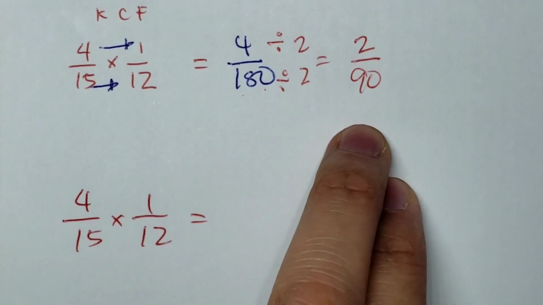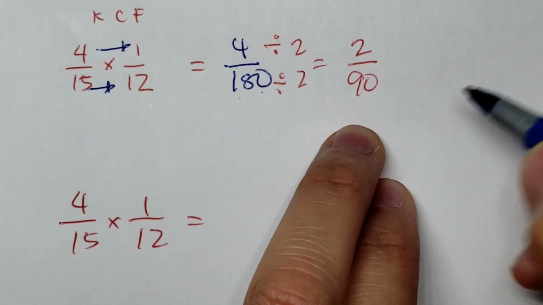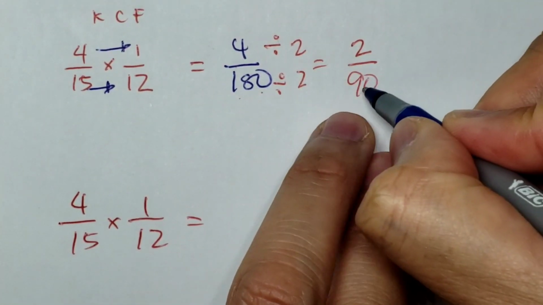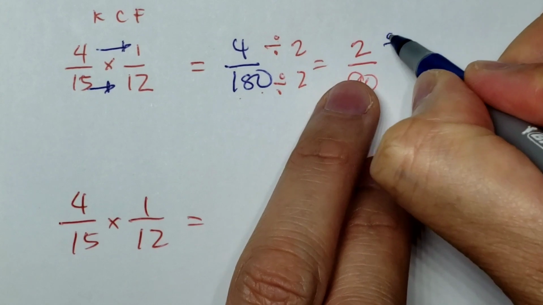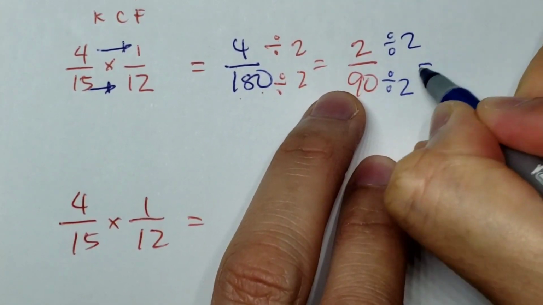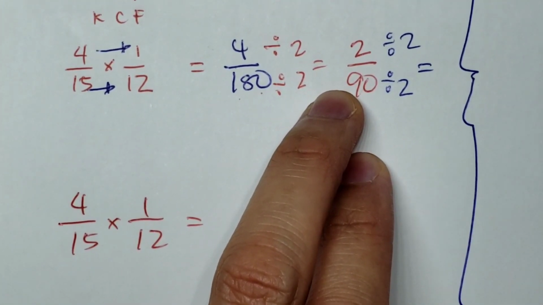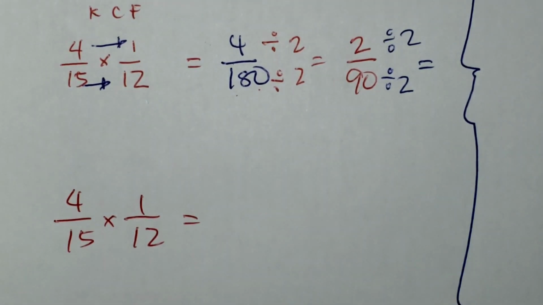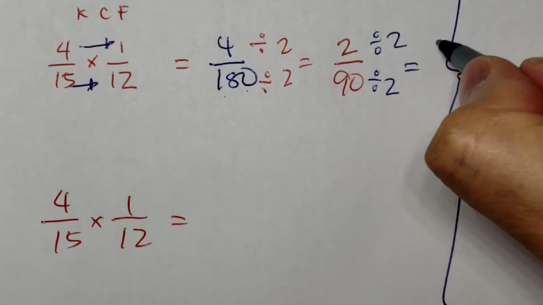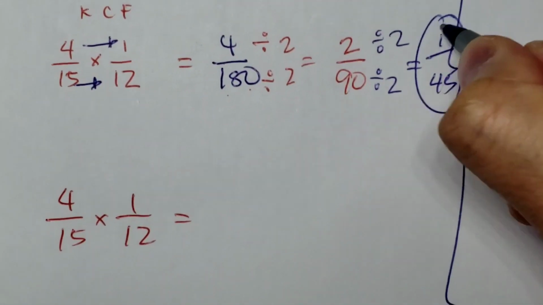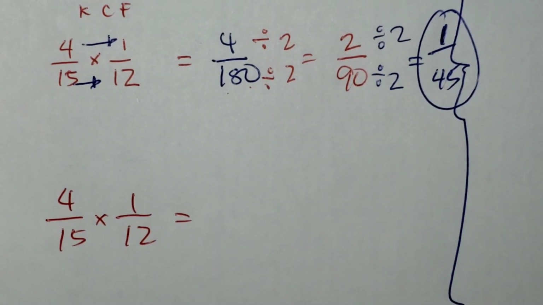Now, can we still divide 2 and 90? Yes, because 2 means 2 times 1, and 90 is 2 times 45. So we can divide by 2. Again, if you don't know what numbers to multiply, be sure to review your multiplication facts. That's going to be 1 over 45. So the answer is 1 over 45.